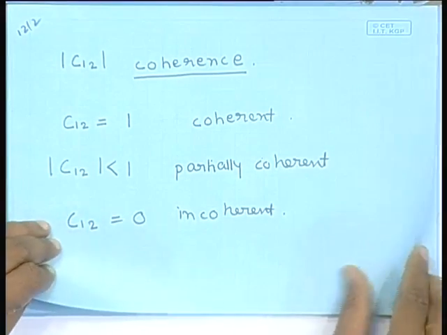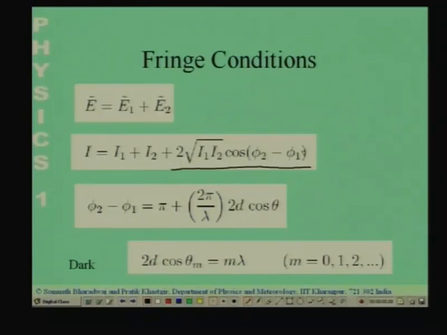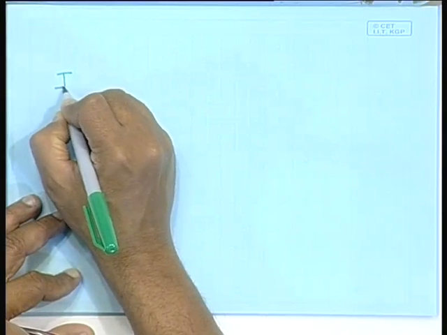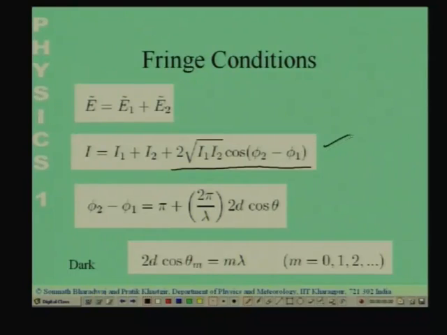So, we could write the resultant expression for the intensity in the situation where the two waves have the same intensity. So, we will write down the expression now for the resultant intensity. So, we are basically considering this expression over here.